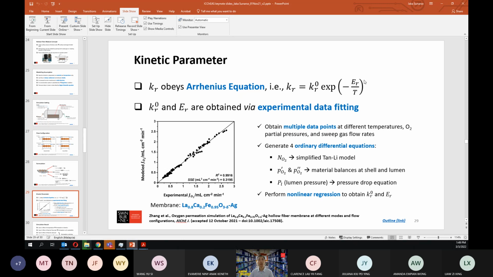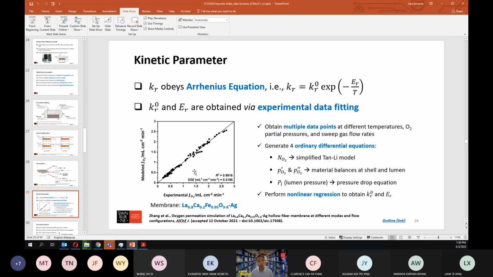So this one is the activation energy of the surface exchange reaction. This one is the pre-exponential factor of the surface exchange reaction. Okay, these are all data that you obtain from the experiment. So your simulation always has to be validated by experiment. If your simulation is not validated by experiment, then it has no use in the real world.